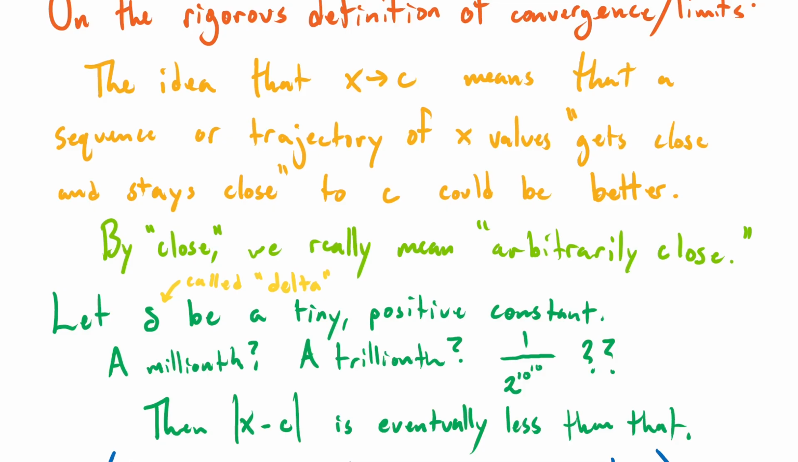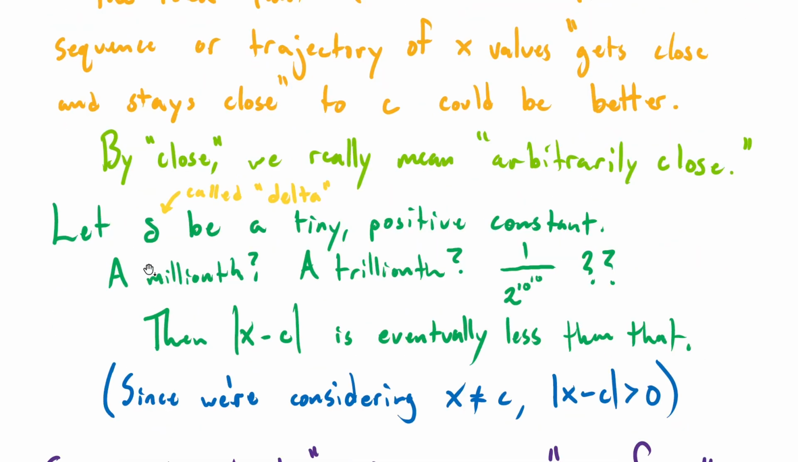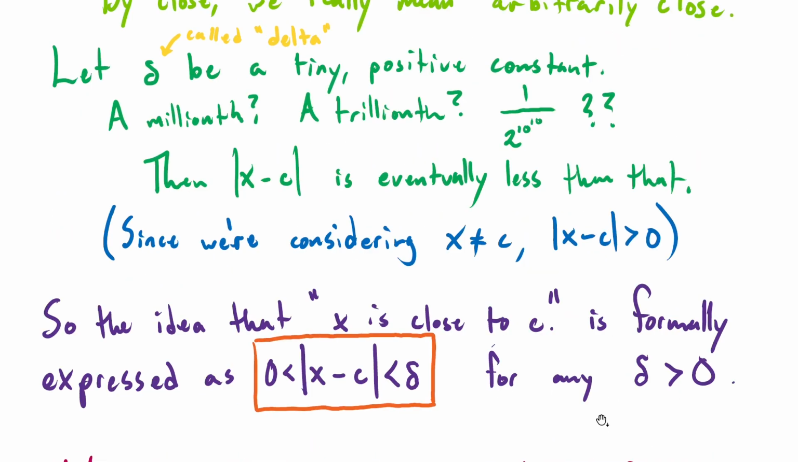Well, eventually, we want the magnitude of x minus c, or the distance from x to c, to be less than that. That's what we mean by arbitrarily close. Smaller, eventually, than any positive constant. Now, keep in mind, since we're not going to be considering x equal to c, we also have that this distance is bigger than 0. So eventually, we will have something which is smaller than delta, but greater than 0 as far as the distance from x to c is concerned. So we formally express that with this inequality. If you gave me a tiny number delta, eventually x minus c would be greater than 0, but smaller than that.